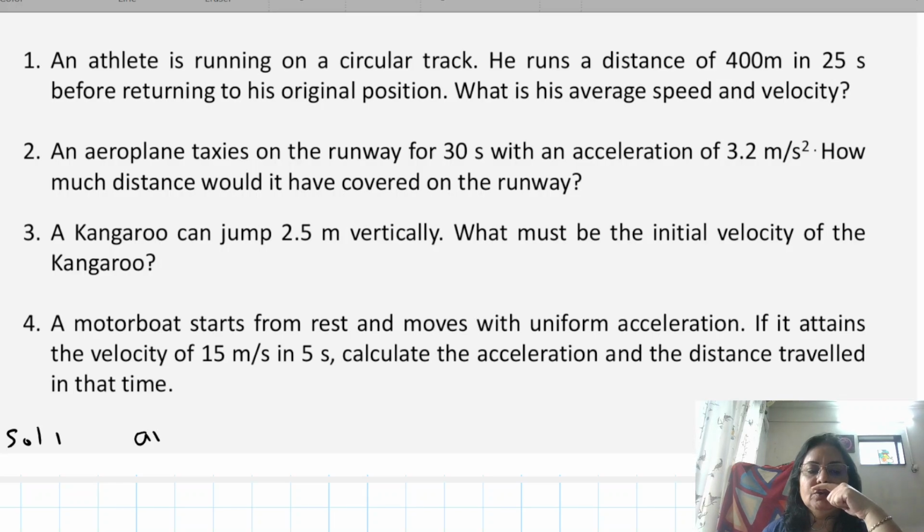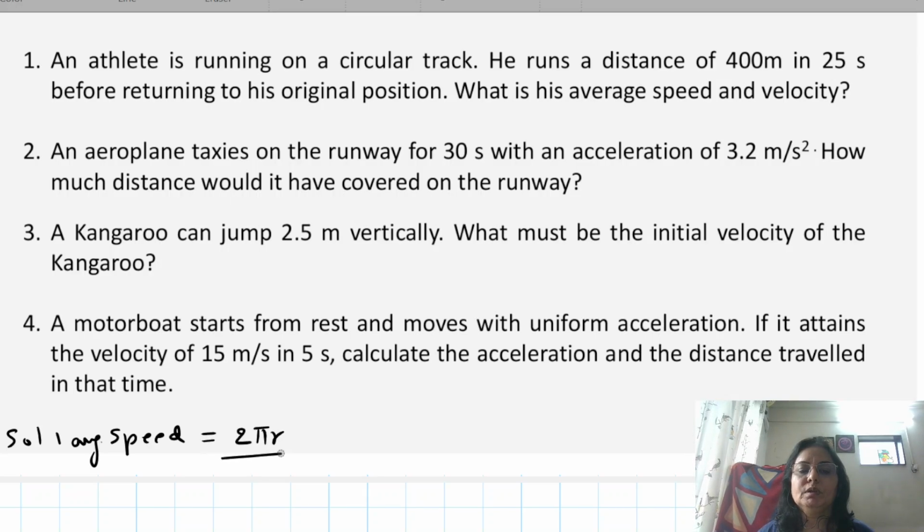So this is the movement in a circular path, and we know that average speed is nothing but total distance travelled upon time taken. So average speed is nothing but total distance travelled, which is 2 pi r, upon time taken t, which is 400 upon 25 seconds and 400 meter. So this is nothing but 16 meter per second.